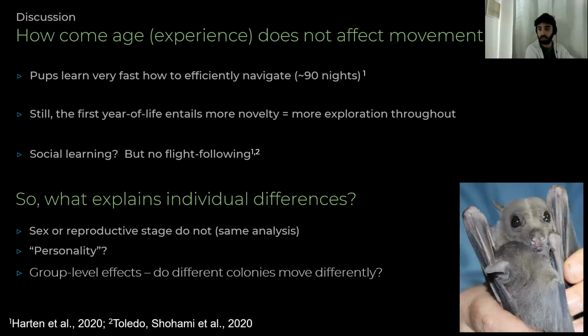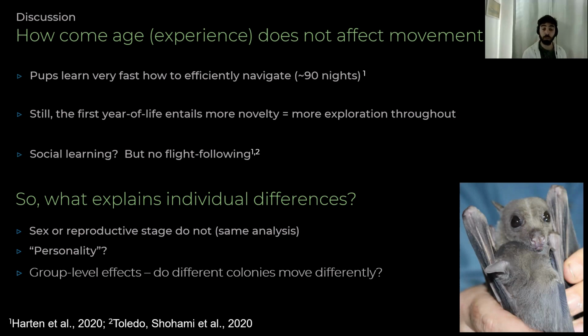Going back to what explains individual differences, because age does not. Sex and reproductive stage do not explain it either, just the same as age doesn't. And now we're trying to look at whether individual personality, unrelated to the other factors, could explain individualistic movement. I'm not going to go into it in this talk.